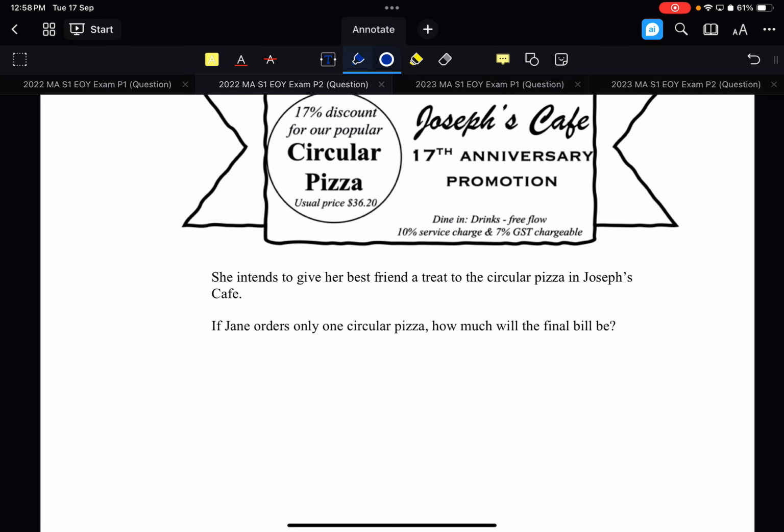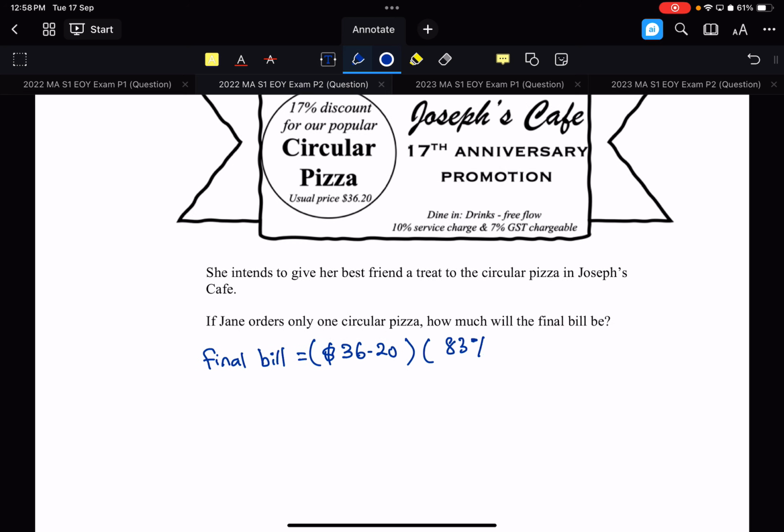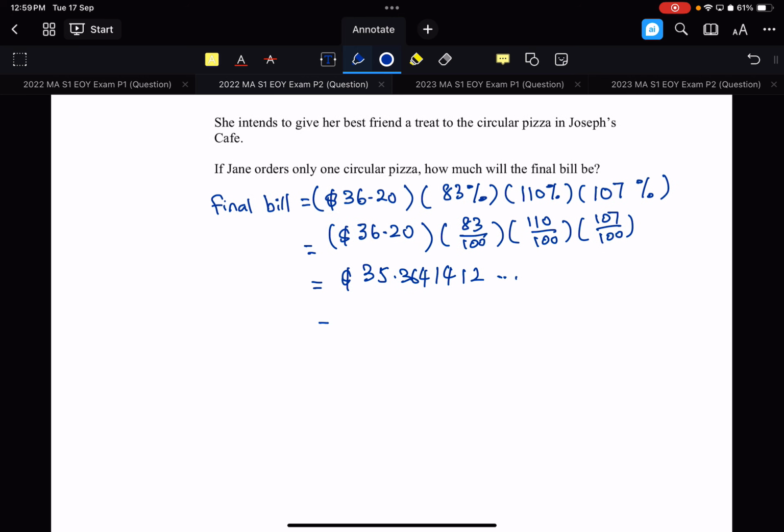Well, that's very straightforward, right? So the final bill equals, let's start with the cost. The cost is 36.20, and then you need to multiply this with 17% discount. 17% discount is 83%, right? And then you need to pay the service charge, and then you need to pay the GST. So this will be 36.20 times 83 over 100 times 110 over 100 times 107 over 100, which equals 35.3641412, etc. Now for money, we'll round off to 2 decimal places.